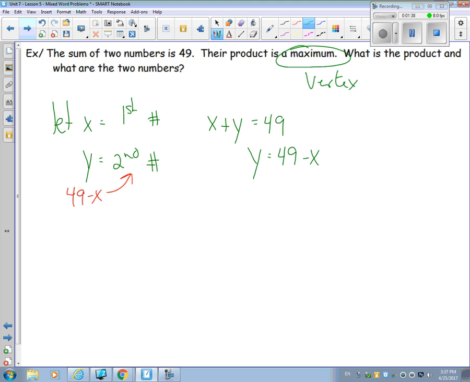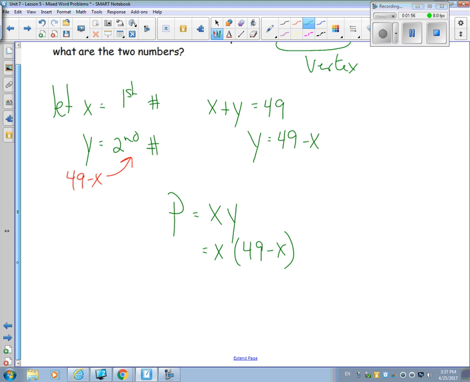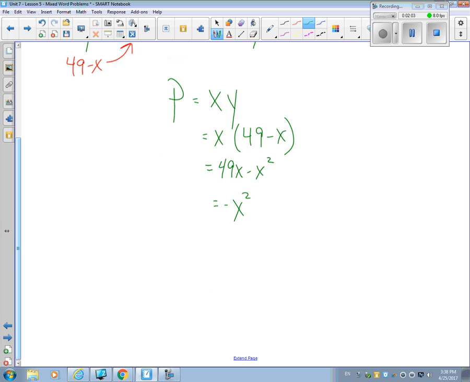Okay, what do I know about these two things? I know their product is a maximum. So how do I find product? Product means multiply, which means my first number times my second number. So here's where to think about x times y, except we know that y is actually 49 minus x. Well, if I replace it and then expand my brackets, I get myself a quadratic. If I put it in the right order, I've got a nice equation for the product of two numbers.